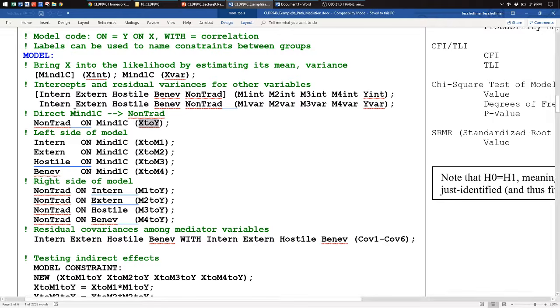Then I've got the middle part of the model here, the left side. This is X to each of my mediators. Here's the right side. Here's the mediators to the outcome.